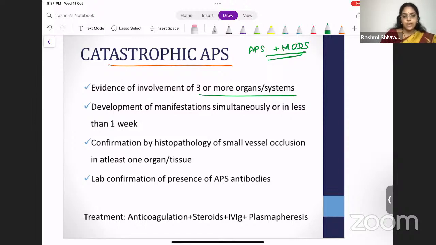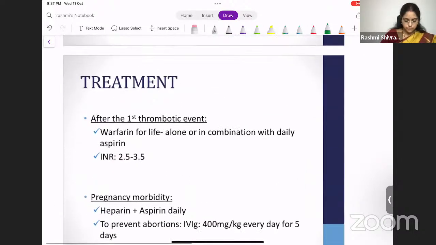In these patients, you will have antiphospholipid antibodies and more than 3 organ involvement. So what is the treatment? You do plasmapheresis for the patient. You can give IVIG, steroids and anticoagulation, but the mortality risk is very, very high. You must remember these points.